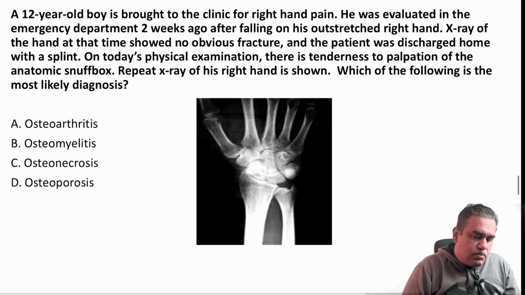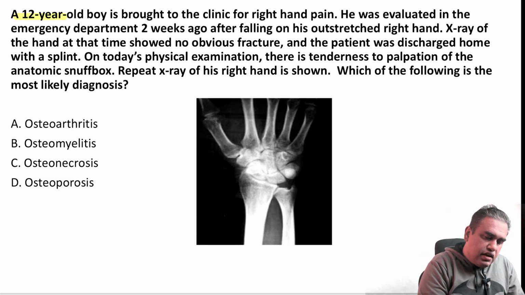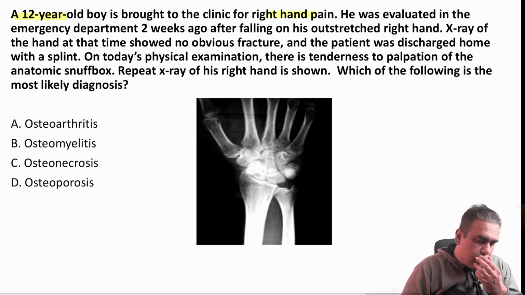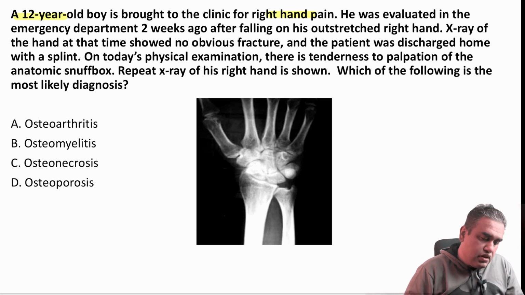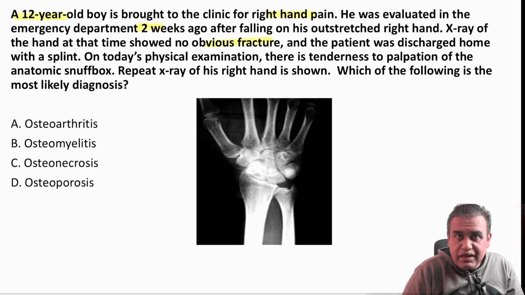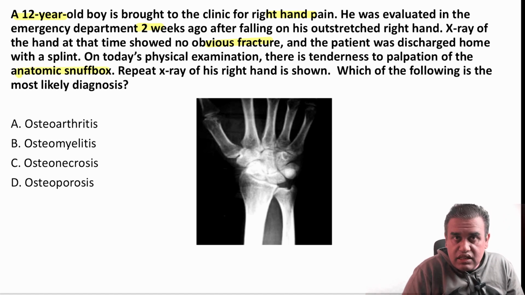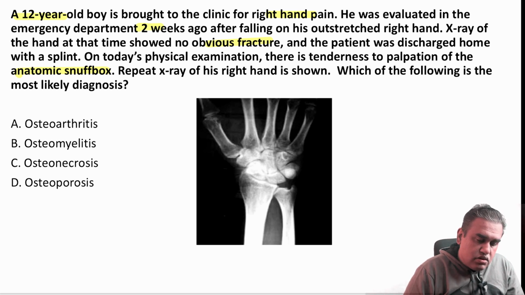A 12-year-old boy is brought to the clinic for right hand pain. Again, the age is similar, but pain is in the right hand. He was evaluated in the emergency 2 weeks ago after falling on his outstretched right hand. X-ray of the hand at the time showed no obvious fracture. 2 हफ्ते पहले X-ray showed no fracture, and the patient was discharged home with a splint. On today's examination, there is tenderness to palpation of the anatomical snuff box. याद रखिए, this is anatomical snuff box, is a very very important topic. Repeat X-ray of his right hand is shown. Which of the following is the most likely diagnosis?